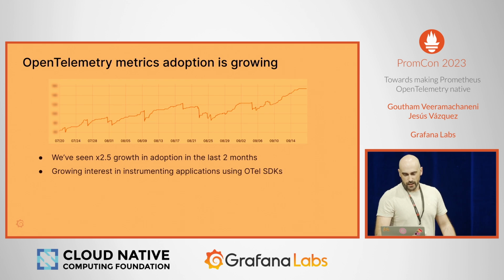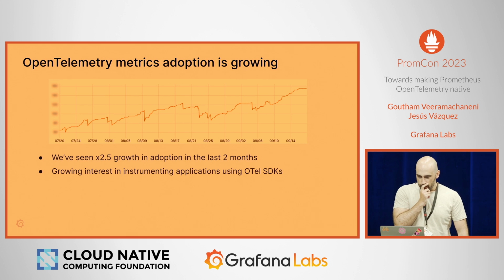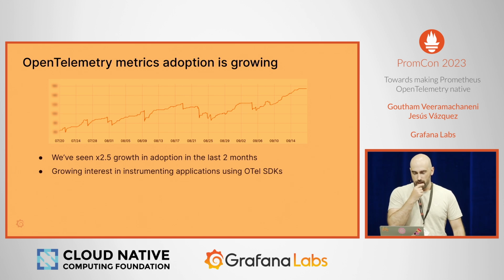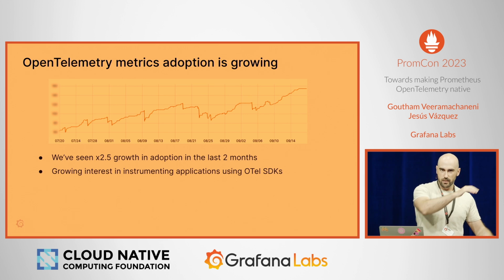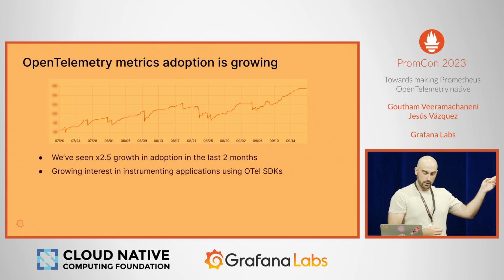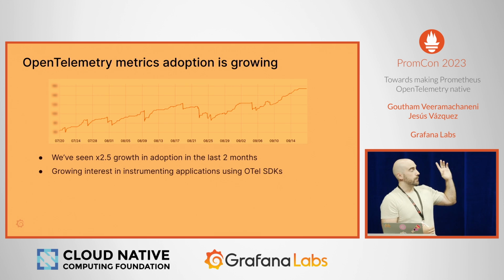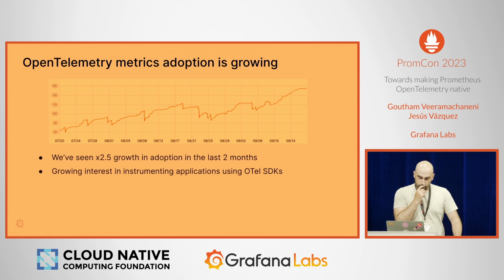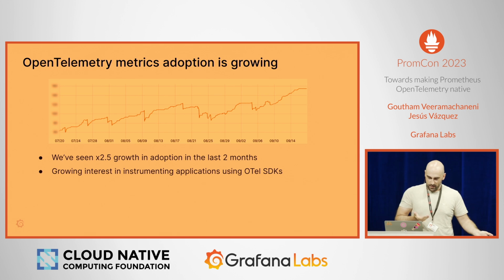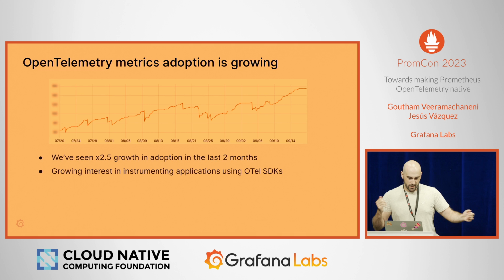I'd like to start with this chart. I took this screenshot a couple of days ago. This is Grafana Cloud's growth in the number of organizations that are adopting or trying to use OTLP metrics. This does not include traces or logs, it's just metrics. And we've seen a 2.5 times increase without much effort from our side. So it seems that there's interest in the community for this.